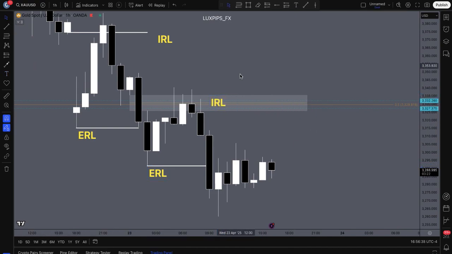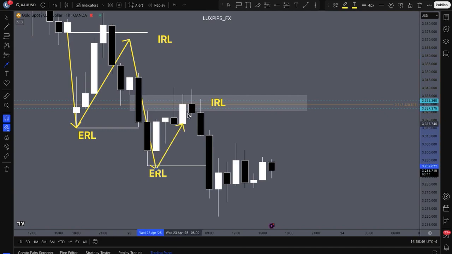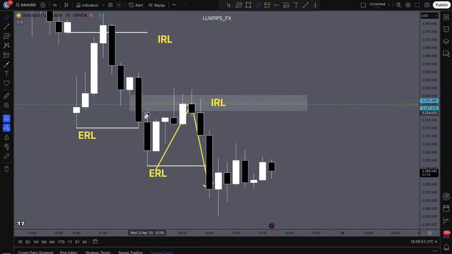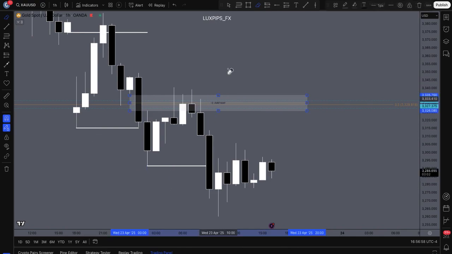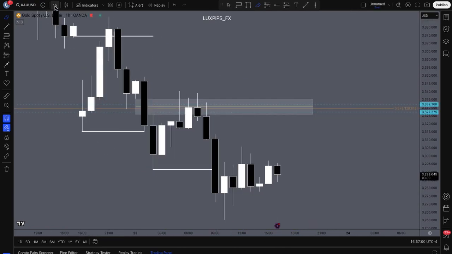Very, very simple. It's easier to see how the market moves in MMXM terms, isn't it? But most people don't trade off the 1 hour, right? So let's see what happened on the 15-minute.